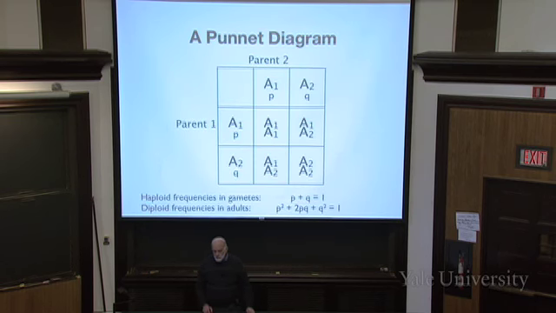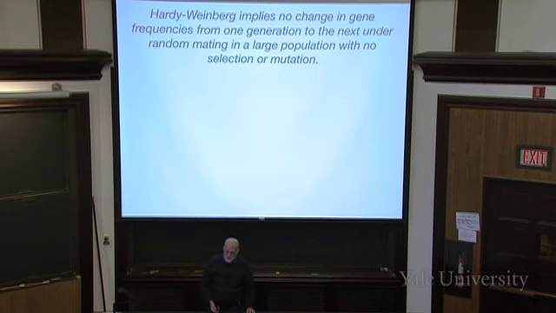So you get a Punnett diagram like this. The probability of one of these alleles occurring in one parent is going to be P, the other allele in that parent Q. Same for the other parent. These are the possible zygotes that will result from that. This one has probability P squared. This one has probability Q squared, and these two together have probability 2PQ. That's just simple basic probability theory.